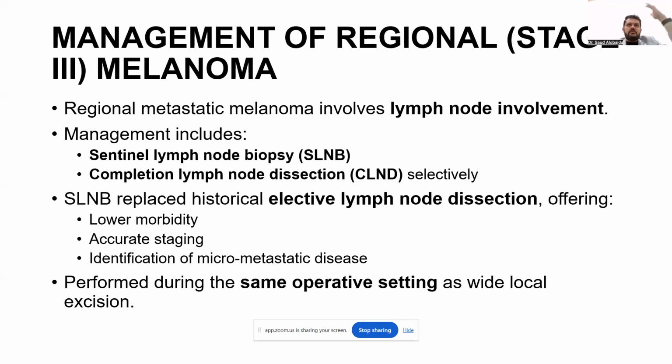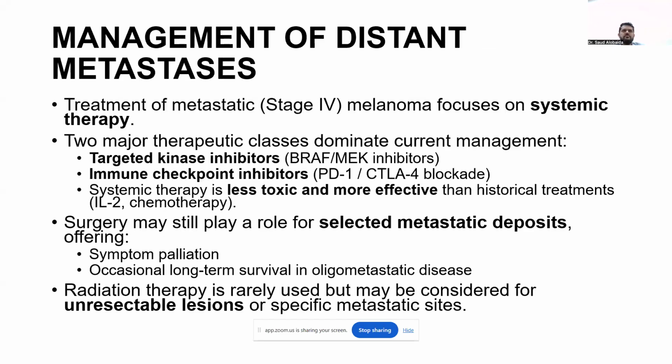And this is what we were talking about, stage 3 and above. You have to do a sentinel lymph node. And once you do have the lymph nodes, you dissect, and the lymph nodes have to be removed. So when we come to distant metastasis, and this is stage 4 and beyond, okay? Two common classes. We have targeted kinase inhibitors and immune checkpoint inhibitors, okay? Targeted kinase inhibitors are very good, but the problem is that they get resistant to the medication, like the tumor starts developing resistance. Other older therapies like interleukin-2, this is terrible. I've seen someone take it, has a lot of side effects.